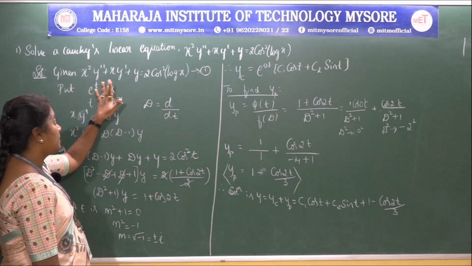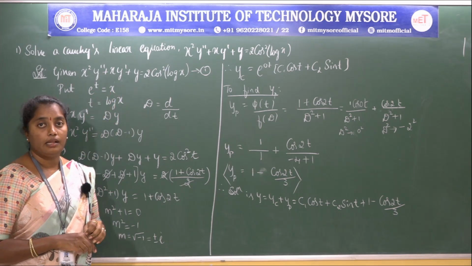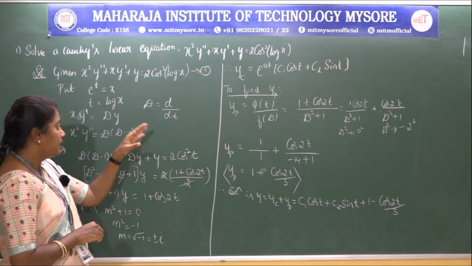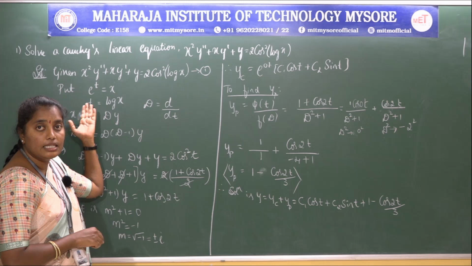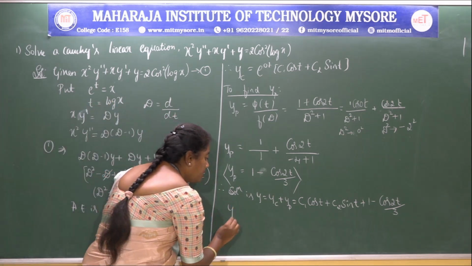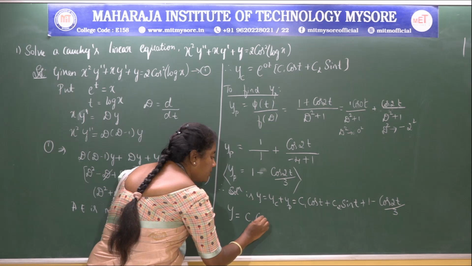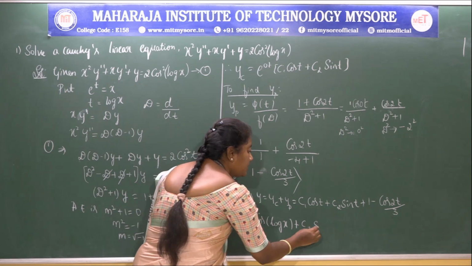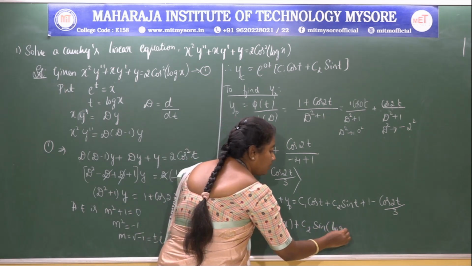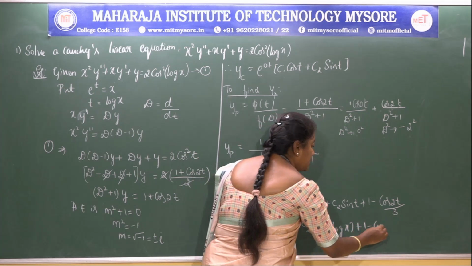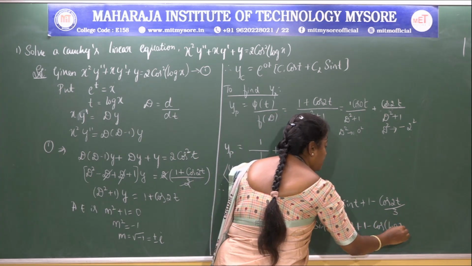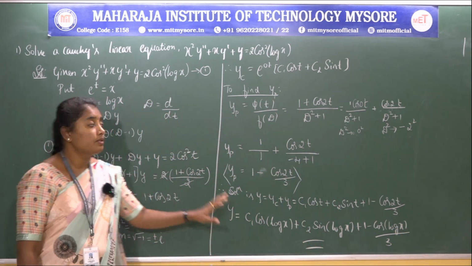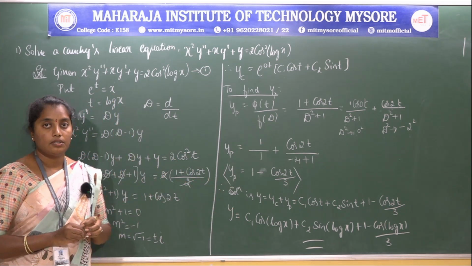But the given equation contains x as the independent variable. That means we have to write the solution of y in terms of x. For that, replace the value of t by log x, that is t is equal to log x. Here we get y is equal to c1 cos of log x plus c2 sin of log x plus 1 minus cos of log x, whole divided by 3. So this is the complete solution of the given Cauchy's linear equation.